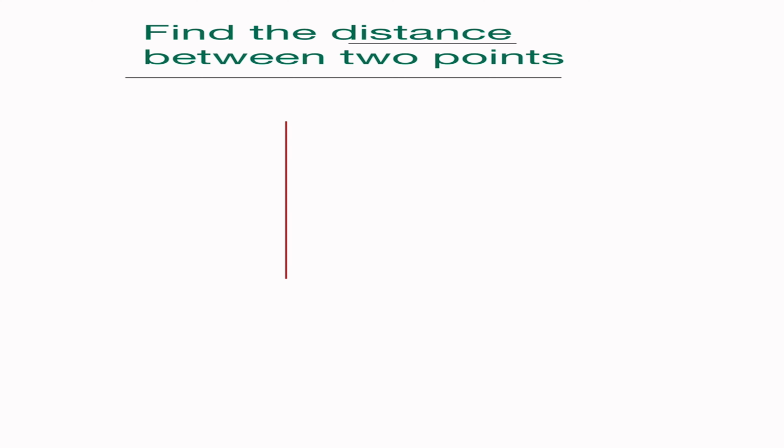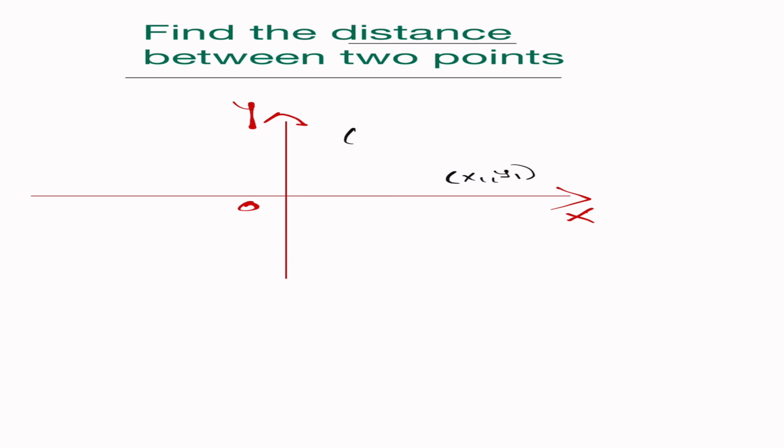Let's say this is the x and y coordinates in the xy plane. This is x and this is y, and this is 0. Now let's say we have 2 points. One is x1, y1. Another one is x2, y2. So this is the one point, this is the other point.